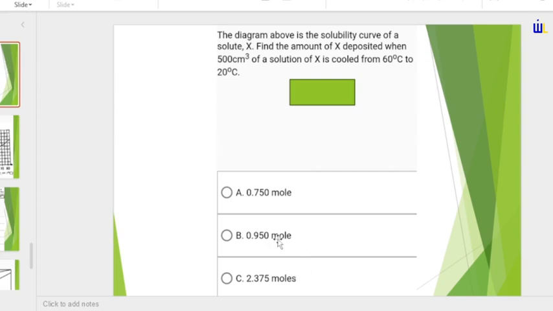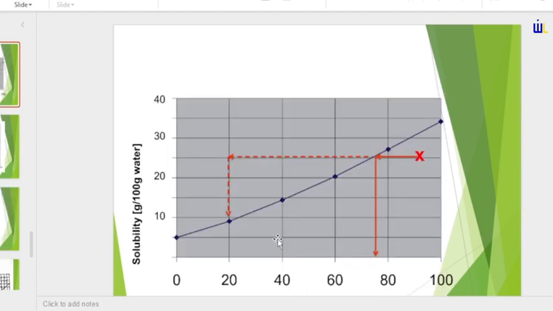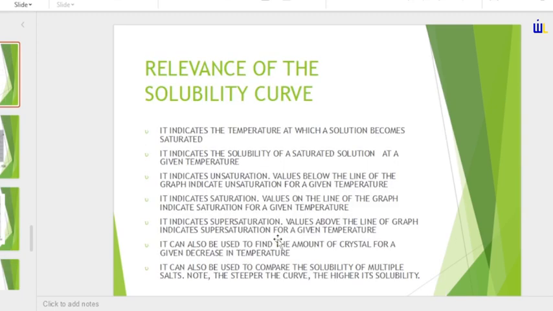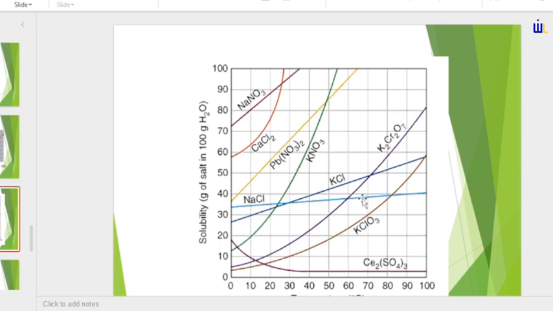The other relevance of the solubility curve is this: it can be used to compare the solubility of multiple salts. Note, the steeper the curve, the higher the solubility. What did I say you should take note of? The steeper, that's when the curve is more bent, it means that the solubility is higher for that given range of temperature. So this is what we mean.